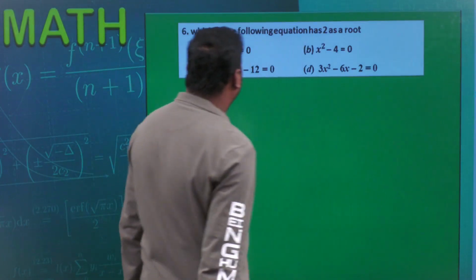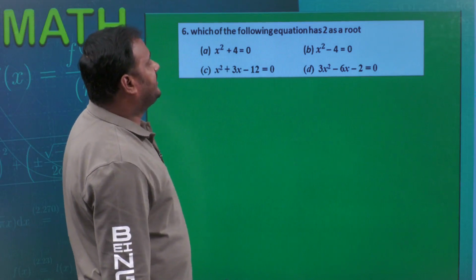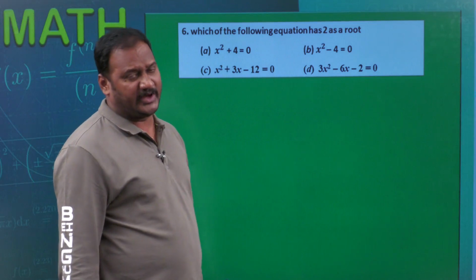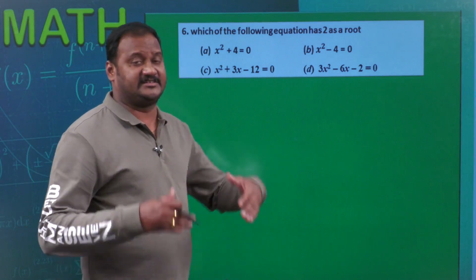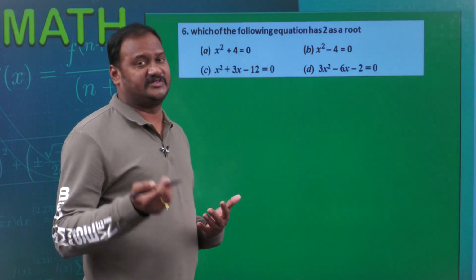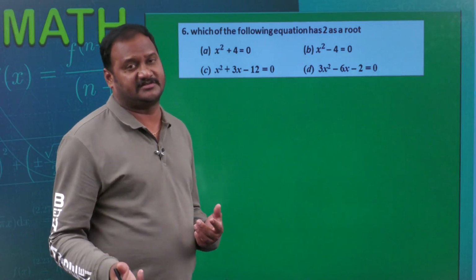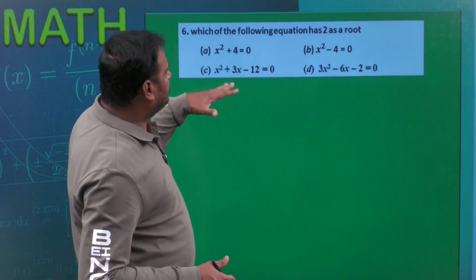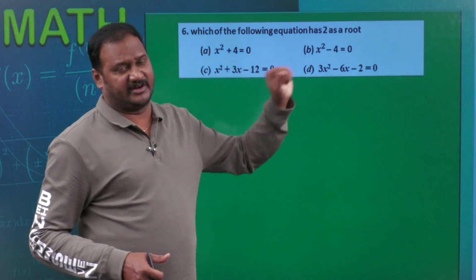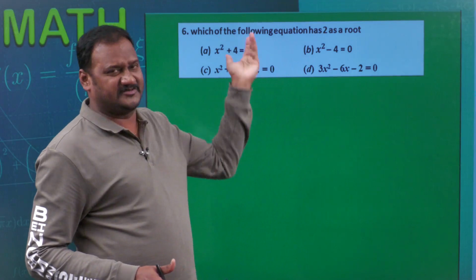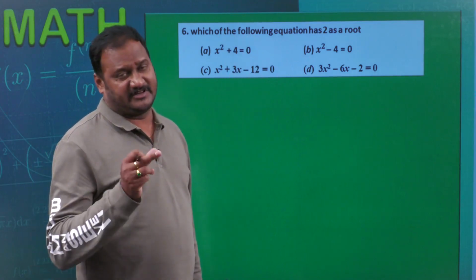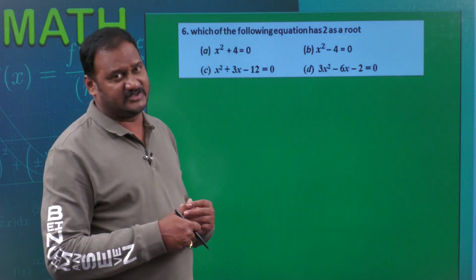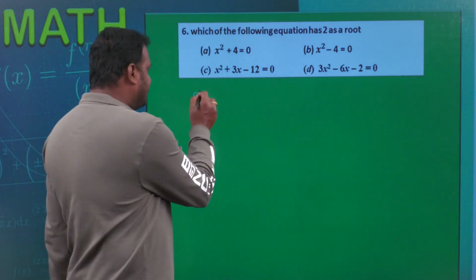So moving on to the next problem. Which of the following quadratic equations has 2 as a root? 2 as a root, it means if it is a polynomial, then that 2 is said to be the 0. If it is a quadratic equation, then it is said to be a root. Now, instead of taking every single quadratic equation and solving, let us try to substitute that 2 in the place of x. If that 2 satisfies the given equation, then that is the equation which we want. So coming to a, what is this a here?